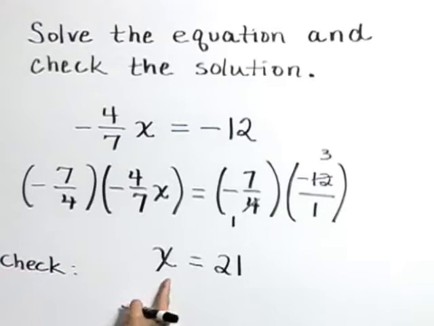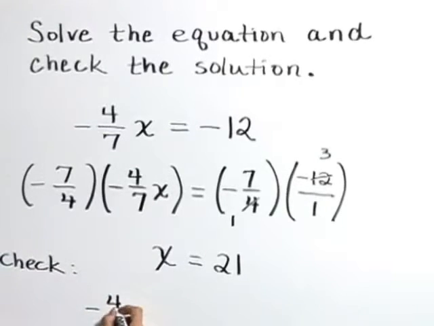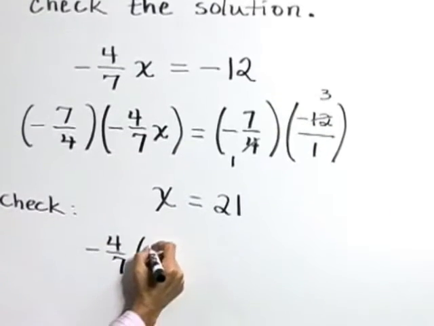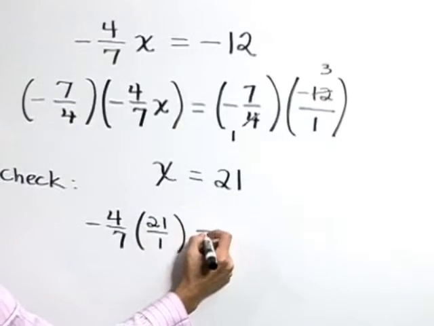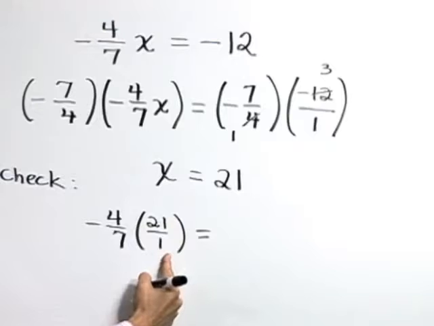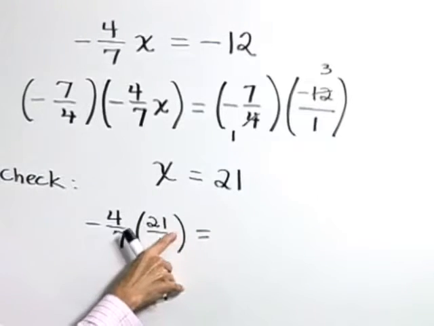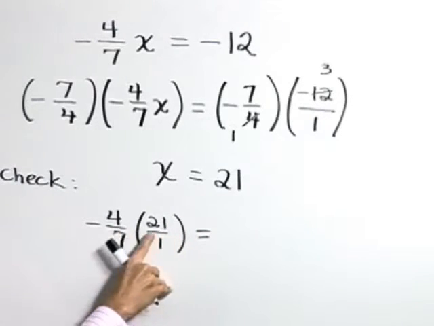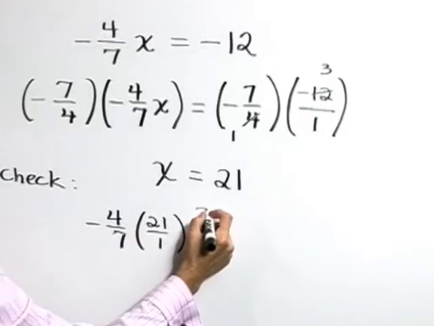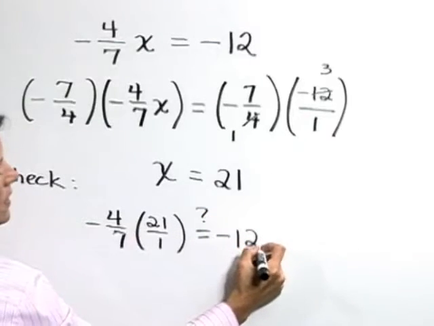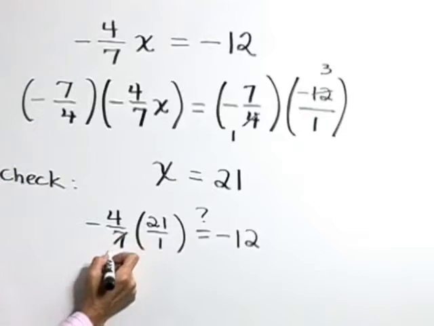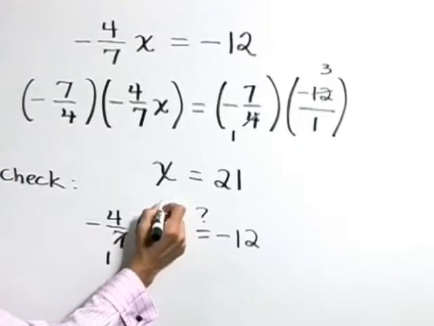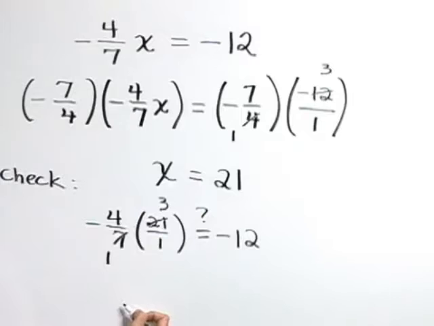As we substitute x equal 21 into the original equation, is negative 4/7 times 21, and I'm going to write that 21 as 21 over 1 in fractional form, so I can see where that fraction bar sits within this multiplication. Is that equal to negative 12? Well, canceling common factors, 7 goes into itself once, into 21 3 times.